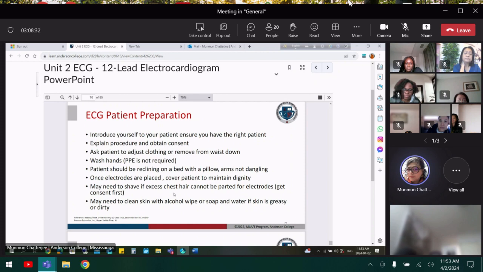May I shave a little bit of your chest hair so that I can place your electrodes for the ECG? If they say no, you are not going to perform the ECG. If you don't get the consent, nothing. Then you have to report to your supervisor.